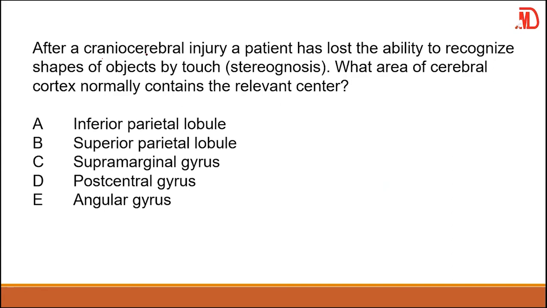After a craniocerebral injury, a patient has lost the ability to recognize shapes of objects by touch. I think we've talked about it before. We talked about the pre-central gyrus, the post-central gyrus, and what each and every one of them does. I think we have spoken about them before. But what area of the cerebral cortex normally contains the relevant center?